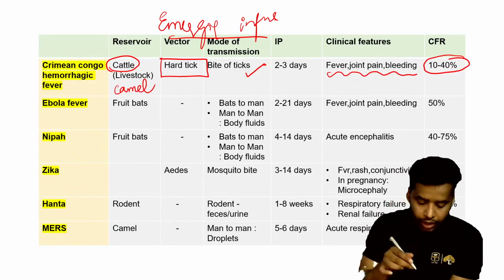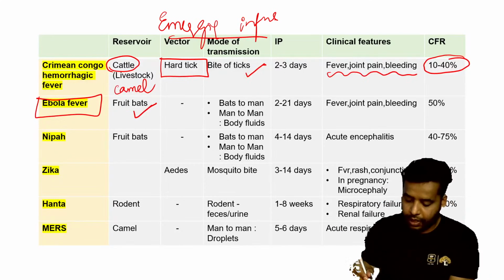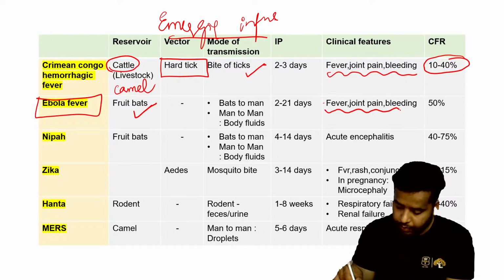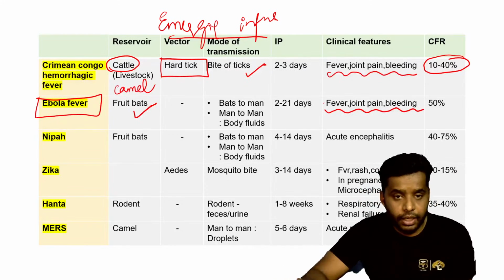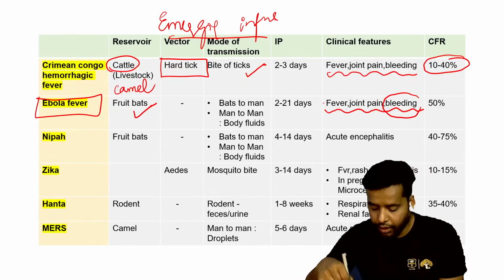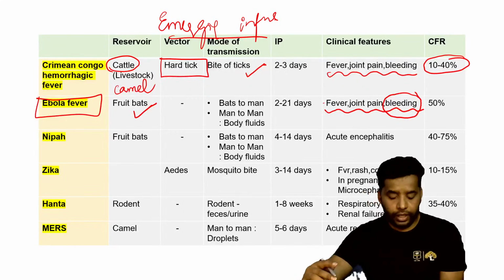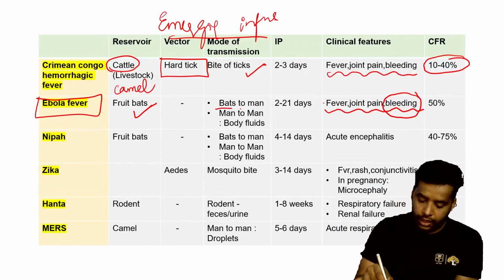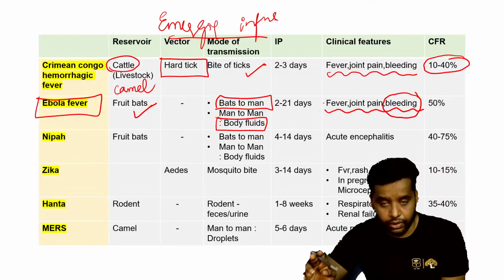Hard tick. Ebola fever: reservoir is fruit bats. Exposure to bats can lead to the important manifestations: fever, joint pain, internal bleeding. Mainly the patient will die due to multi-organ failure, that is internal bleeding. Rule out yellow fever, rule out dengue. Where there is internal bleeding and death, with exposure to bats, that is Ebola fever. Bats to man through secretions, man to man it can go through body fluids.